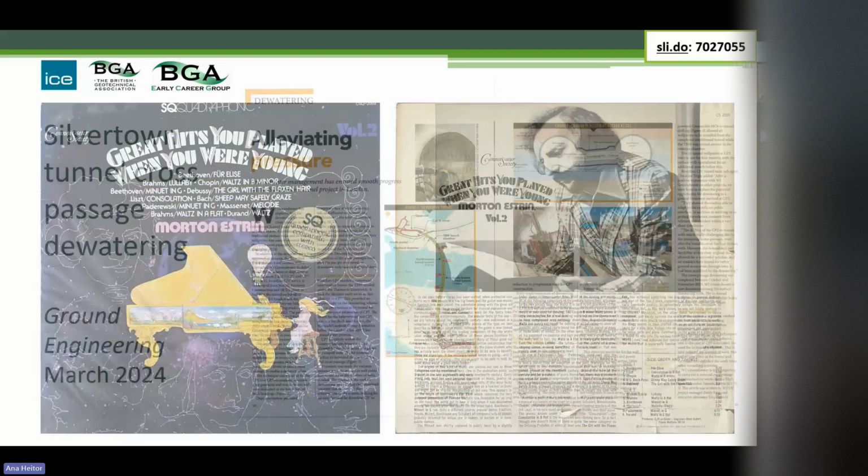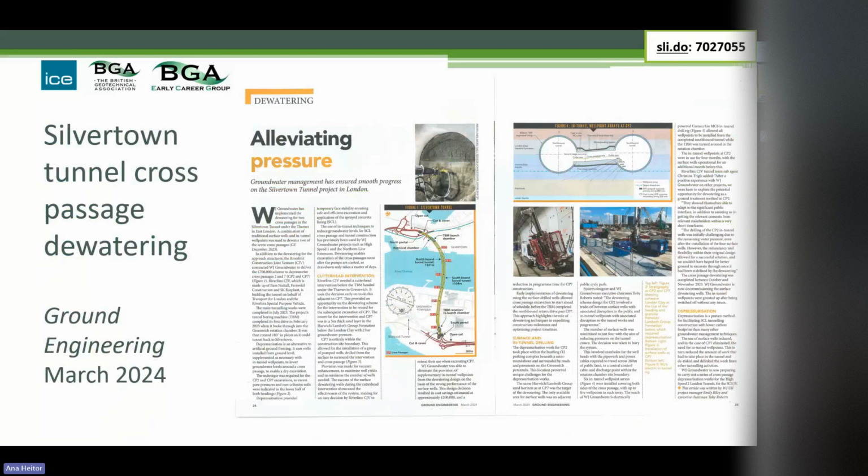So the first thing that I'm going to have a look at is how we can apply some of these simple techniques to a couple of real-life problems. The first one is the Silvertown Tunnel cross passage dewatering, which WJ carried out. Emily wrote or co-wrote this article, but she says her name is just in little letters right at the bottom. So there it is.